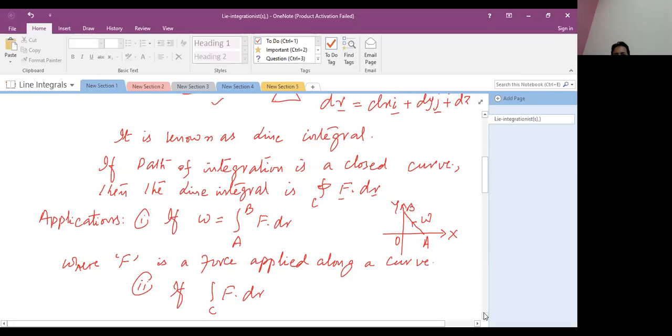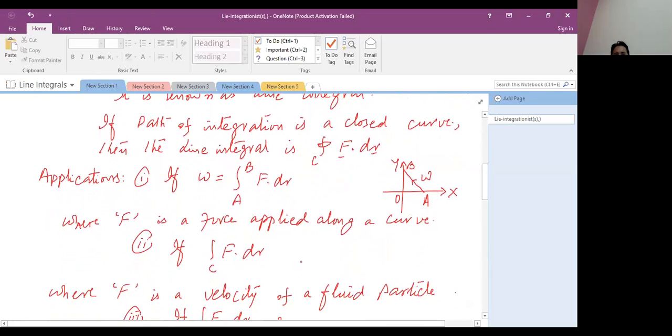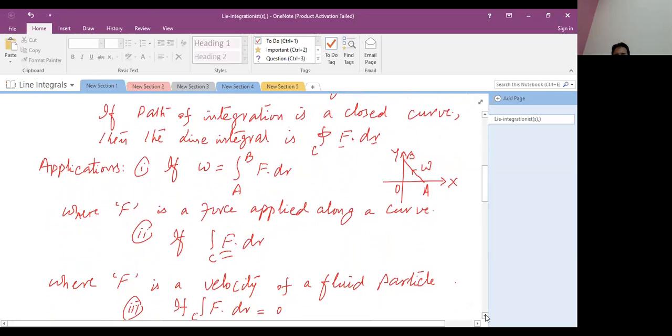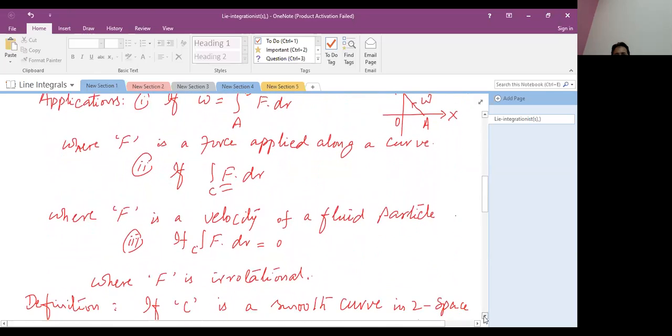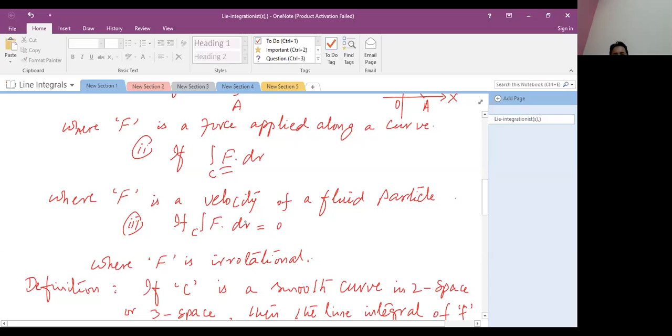Now the second application is if, in the line integral over C of f dot dr, F represents the velocity of a fluid particle. And now the third application is if you find the line integral with respect to a curve of f dot dr, and it is 0, it means the force F is irrotational. So there are three applications of the line integral.